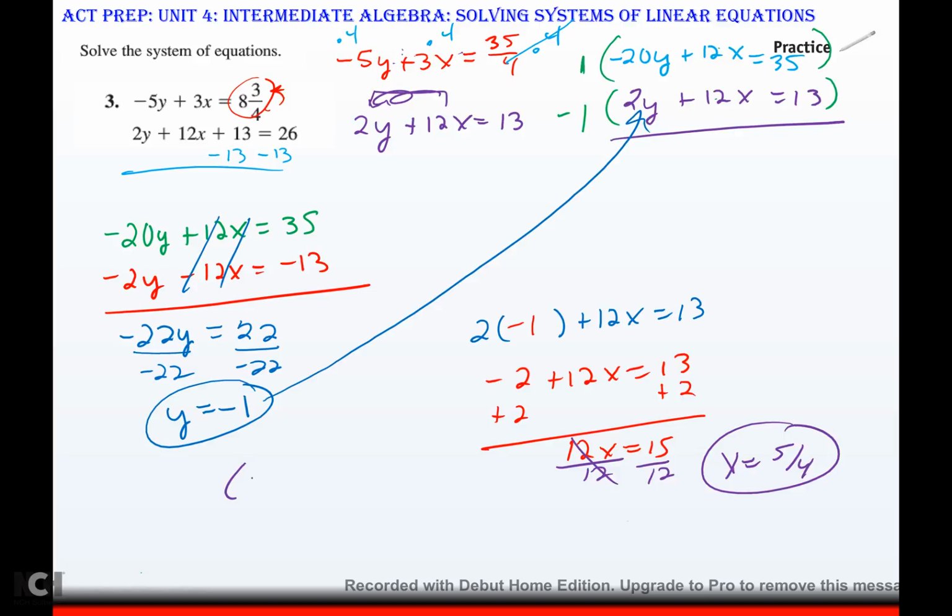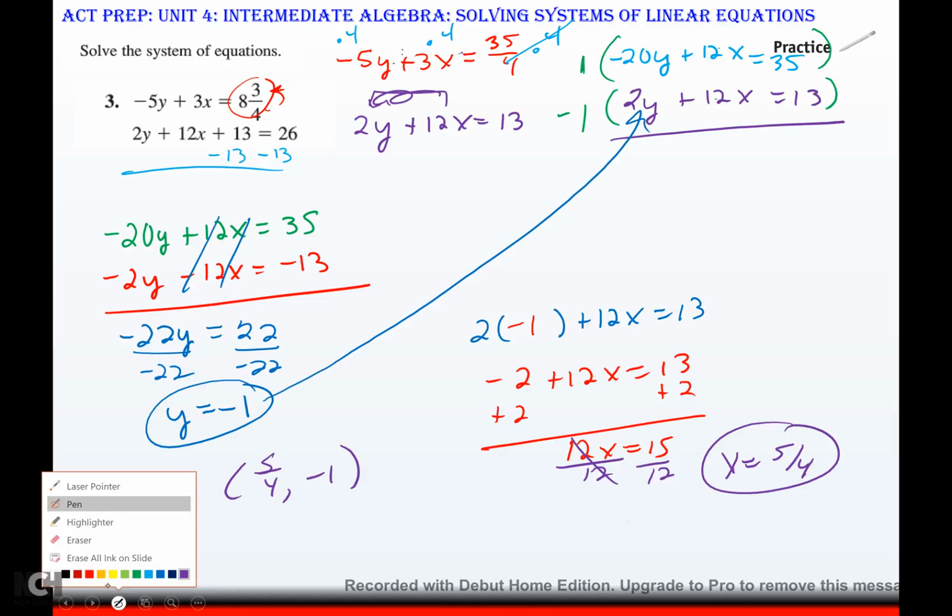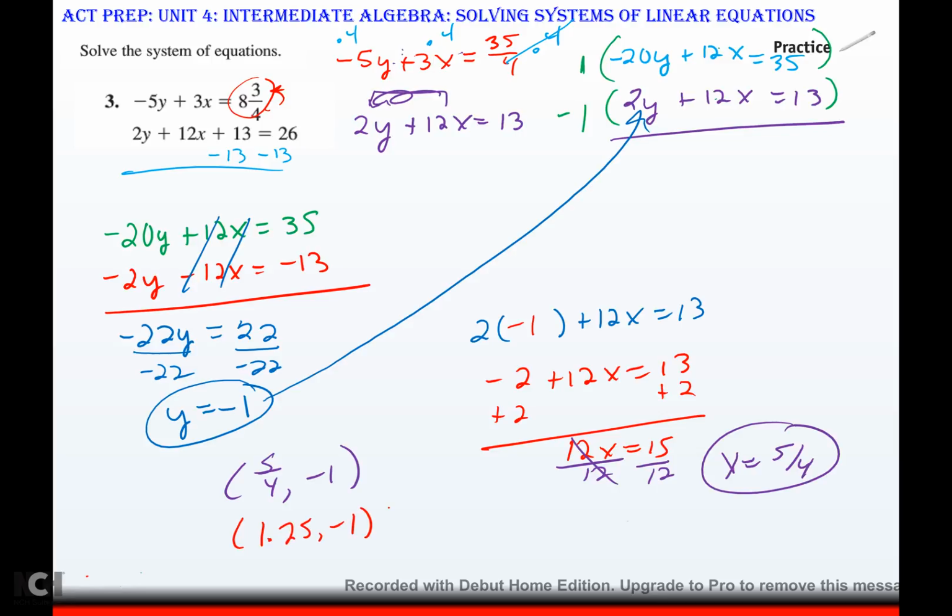So my solution is x comma y. And again, when I looked at the answers just to make sure I was right, the only difference is they put theirs in decimal form. So they said 1.25 comma -1. But those answers are the same.